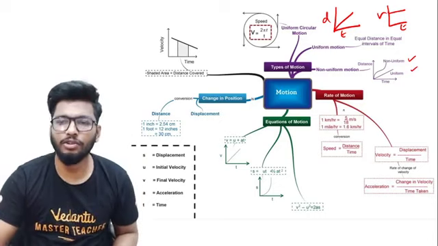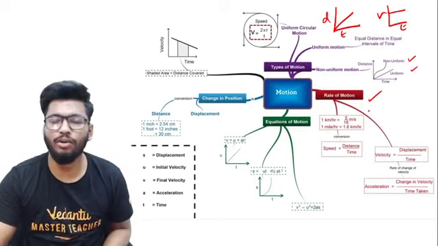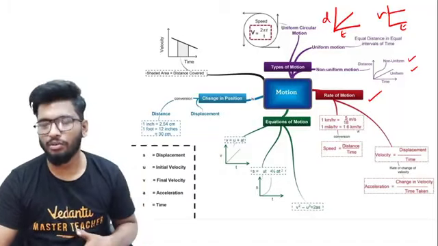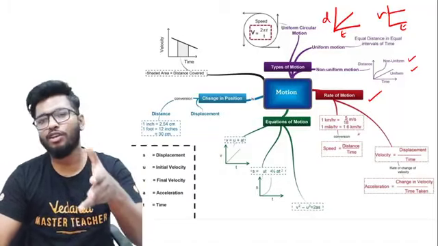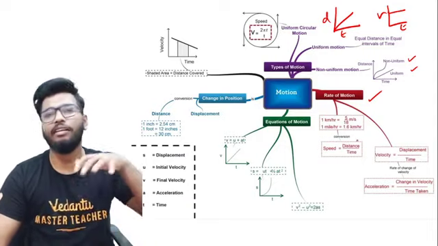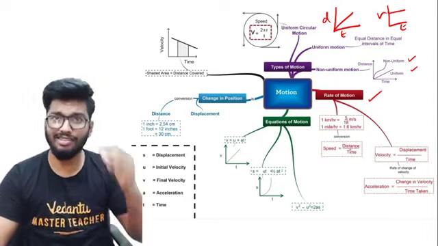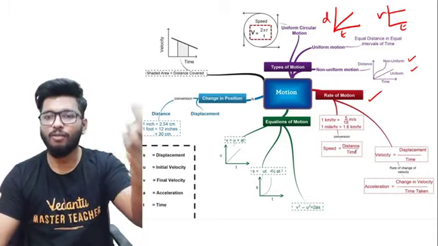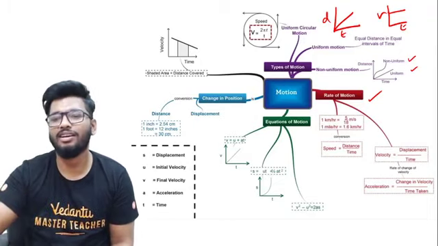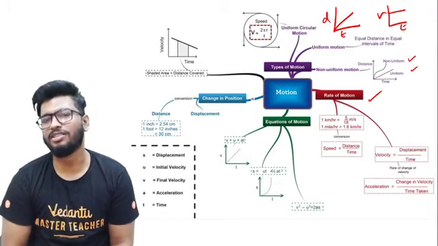Then we also have rate of motion, in which we understood what is speed, what is velocity, what is acceleration. So speed is nothing but total distance covered by total time taken. 1 kilometer per hour, if you want to convert to meter per second, that's 5 by 18 meter per second. And if you want to convert from meter per second to kilometer per hour, that's 18 by 5. Then you have 1 mile per hour. So 1 mile is equal to 1.6 kilometers. So 1 mile per hour is equal to 1.6 kilometers per hour.